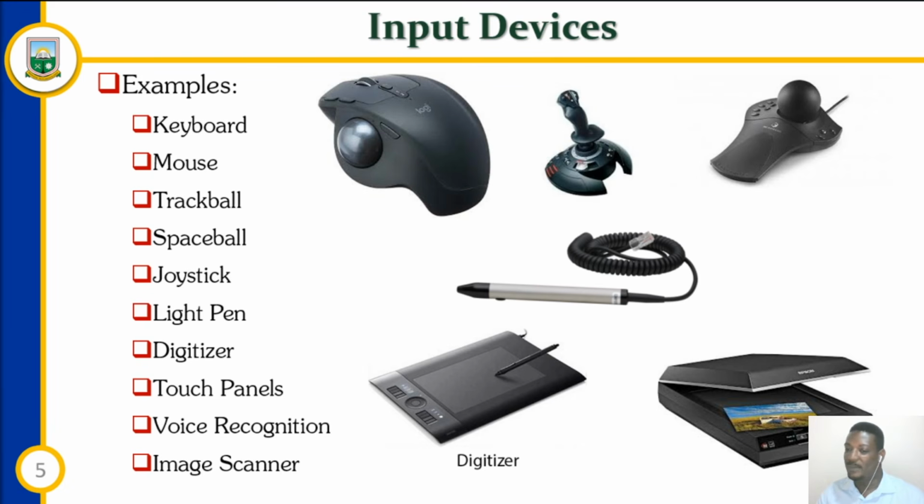Now, talking about the space ball, this one is also similar to the trackball, but it can move in about 6 different directions. The trackball can move in 2 directions only. The space ball can move in 6 directions, whereas the trackball can move only in 2 directions. All right, so the movement is recorded by a strain gauge.